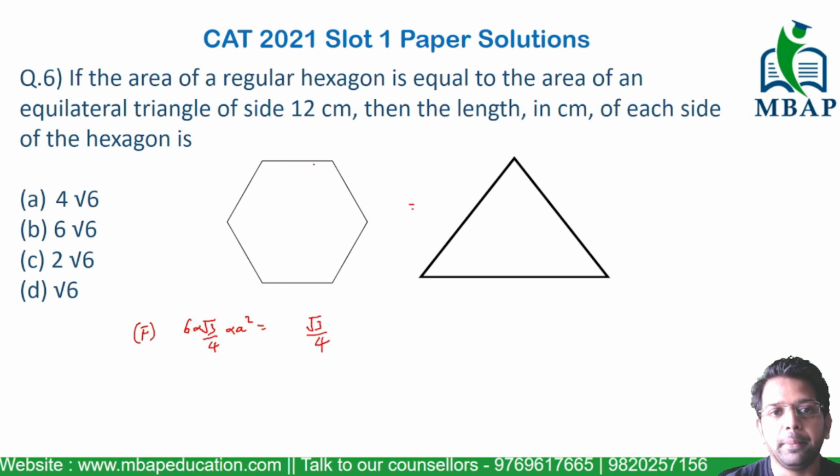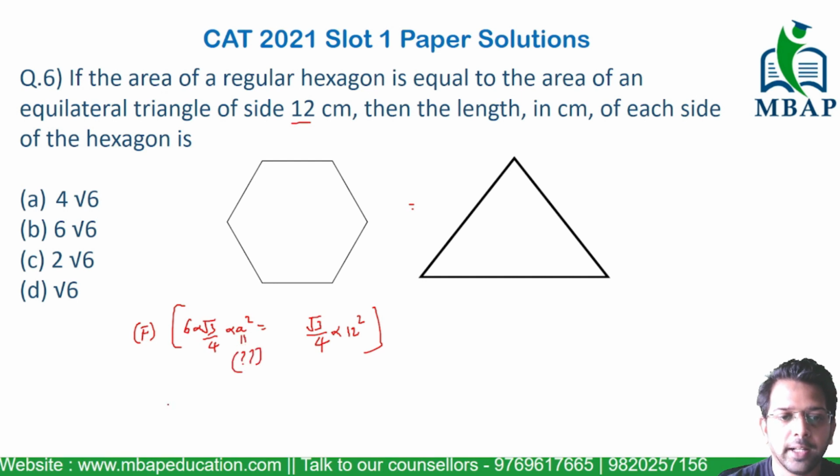What is a? A basically is nothing but 12. So root 3 upon 4 into 12 square. If you equate them, the only thing that we need to find out is the value of a, which is on the LHS. And I'm sure all of you would be able to solve the answer for this question.